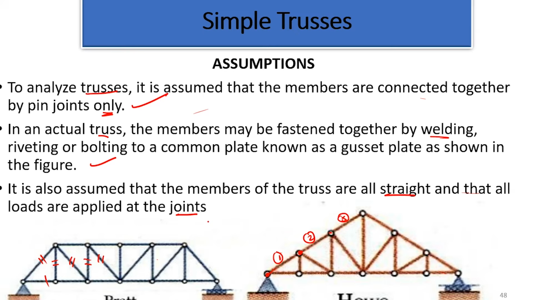So we assume that each member is straight so that it can help us make what? Analysis. And that all the loads are applied at the joint. Remember, the property of a truss: the loads are applied at the joint what? Only. Are we good? So once we know these assumptions, our deductions on simple trusses will be what? Very easy. I hope we are taking the lessons very seriously and we understand it clearly.